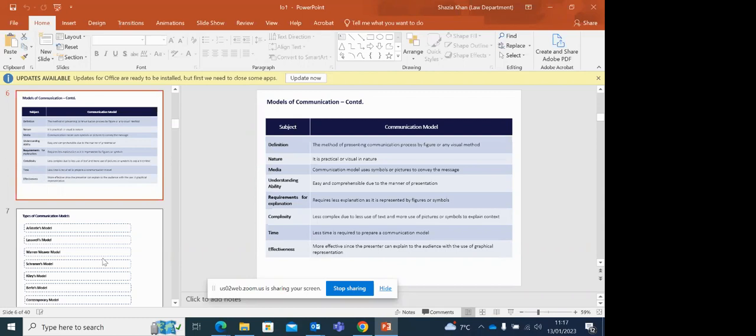The understanding ability: it's easy and comprehensive due to the manner of the presentation. Requirements for explanation: it requires less explanation as it is. And it also helps to communicate without the need of verbal response. If you make any verbal response, it helps. It obviously does help. It doesn't necessarily mean you've got to email someone to get the best form of communication. There may be other ways as well.